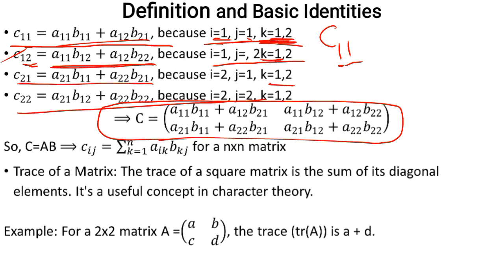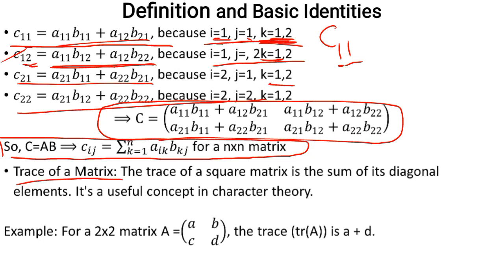So again, the general formula for multiplying A and B, if A is m by n and B is n by n, the result has to be a square matrix, that's the word. Okay, so how do you get the trace next?